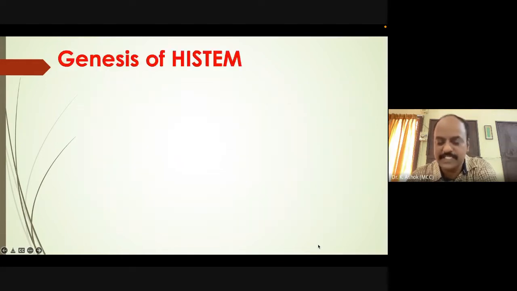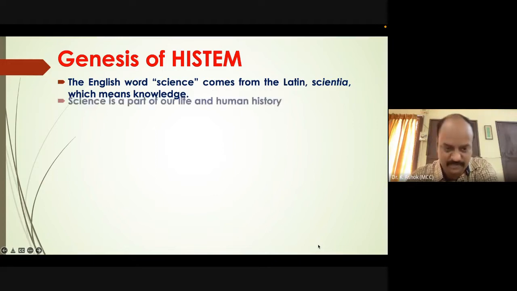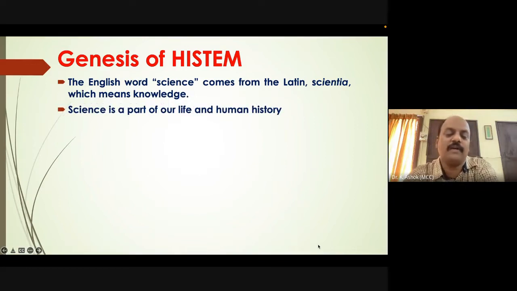So coming to this HISTEM, what is this HISTEM? The concept or the base of HISTEM is nothing but science. The word science comes from the Latin word scientia, which means knowledge. And as we all know, whether we like sciences or not, science is part of our life and human history. Most of us in school days were not too much into sciences, so we landed up taking a history program. But whether we like it or not, science is part of our life and human history.